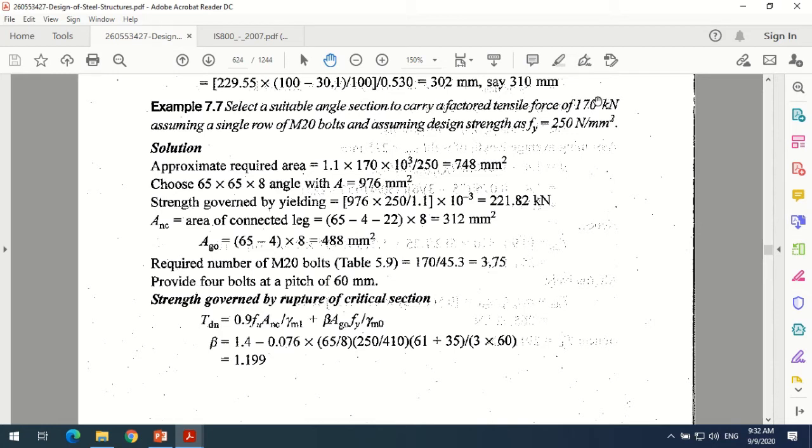Okay, so that we don't come across any revisions. This is what you need to take up. In this book, what the author has done is he has increased this by 10%, even though it is a bolted connection. After increasing this by 10%, what he has done is 170 kN. He has not increased anything over here.